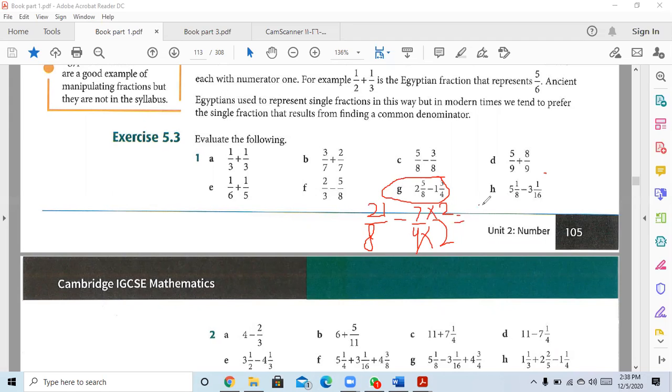Okay, so here is 21 by 8 minus 14 by 8. Okay, now here what we will do, 21 minus 14, that is equal to 7 by 8. So that is your answer. Okay, because 7 is smaller than 8, no need to make it a mixed fraction, because it's a proper fraction.